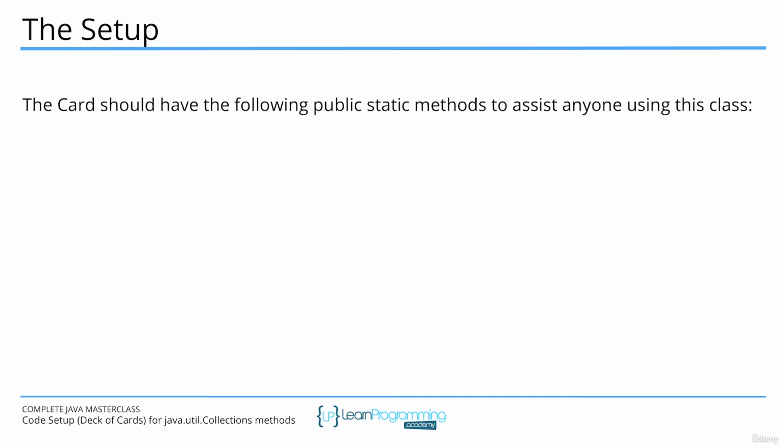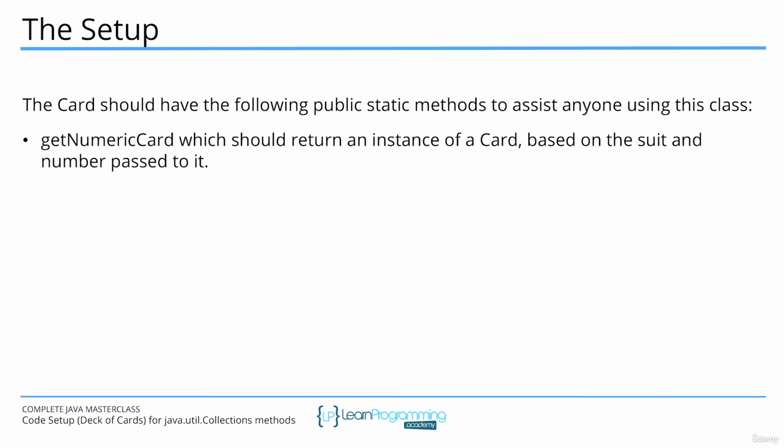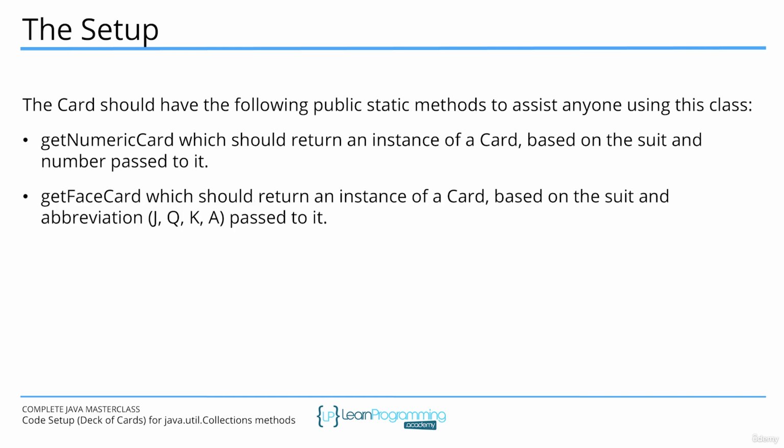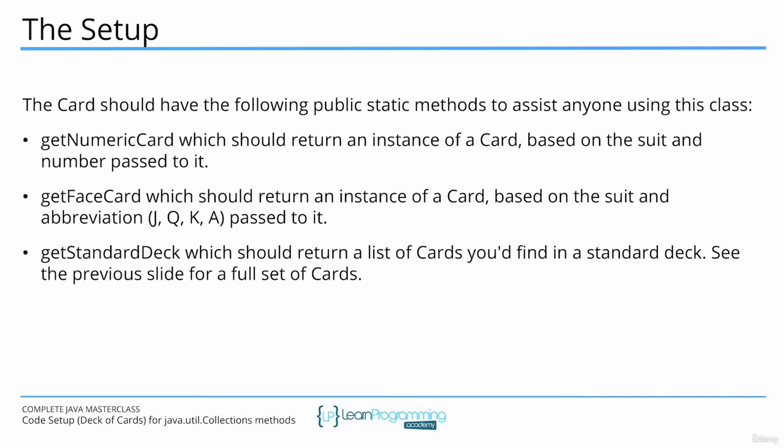The card should have the following public static methods to assist anyone using this class. GetNumericCard, which should return an instance of a card based on the suit and number passed to it. GetFaceCard, which should return an instance of a card based on the suit and abbreviation J, Q, K, A passed to it. GetStandardDeck, which should return a list of cards you'd find in a standard deck. See the previous slide for a full set of cards.